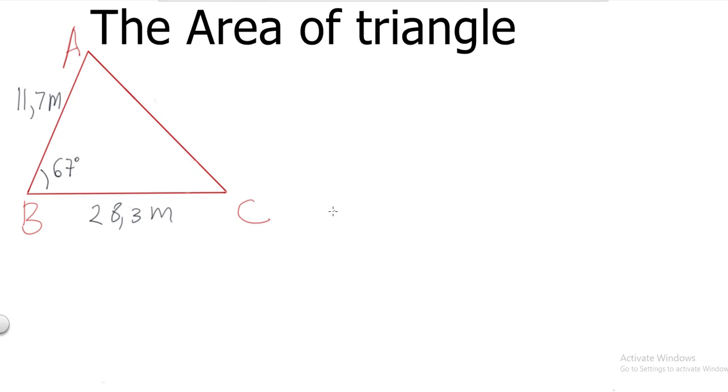There we go. We have this question, for example. The angle given is the angle ABC, it's 67 degrees. The line AB is 11.7 meters, and BC is 28.3 meters. Now, when we have this, it's very simple.